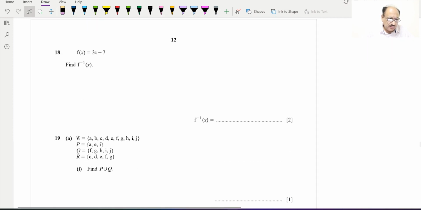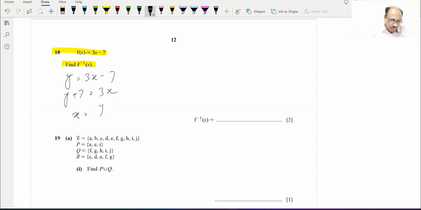Now question number 18, f of x is given. f of x is equal to 3x minus 7, and find f inverse of x. So we can write y is equal to 3x minus 7. We have to make x the subject, so we'll shift minus 7 to the other side. So y plus 7 is equal to 3x, and x will be equal to y plus 7 over 3, and now we can swap x and y.